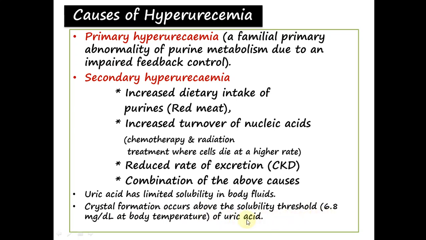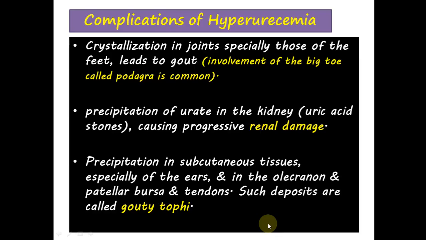Up to 6.8 milligram per deciliter, uric acid is soluble at normal body pH and normal temperature. But at a level of 6.8 and above, the solubility threshold will be exceeded and uric acid will deposit in the form of crystals in the body tissues.